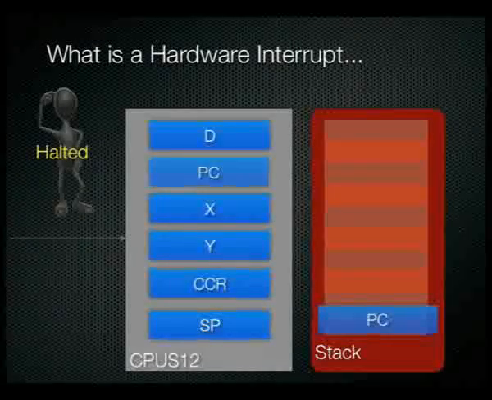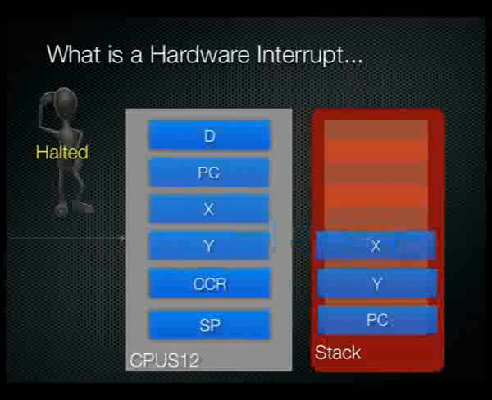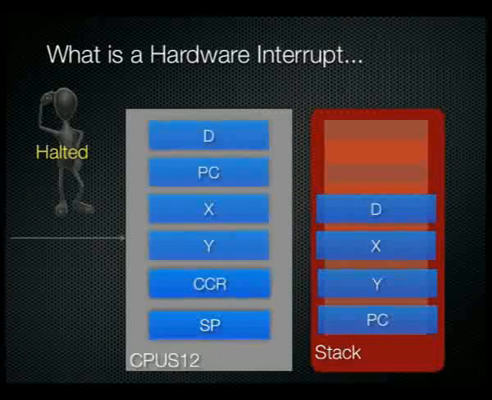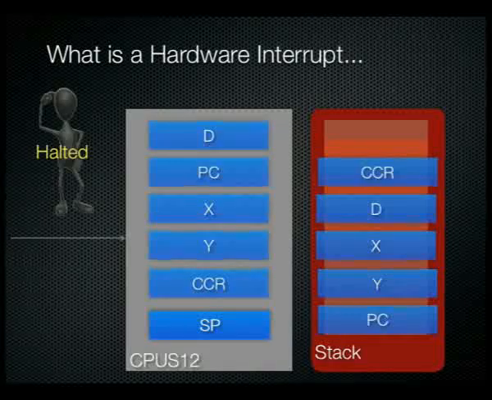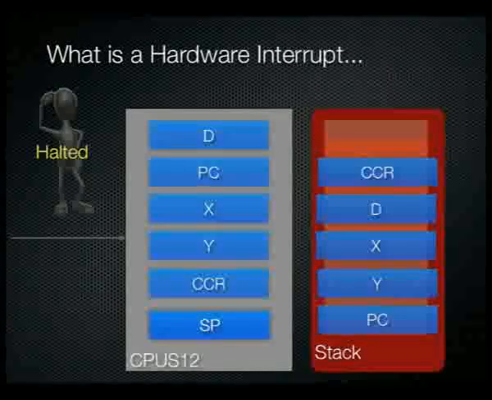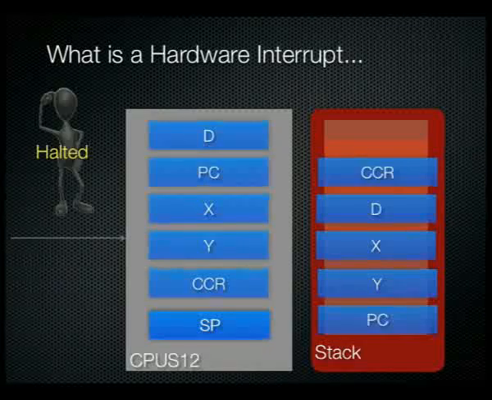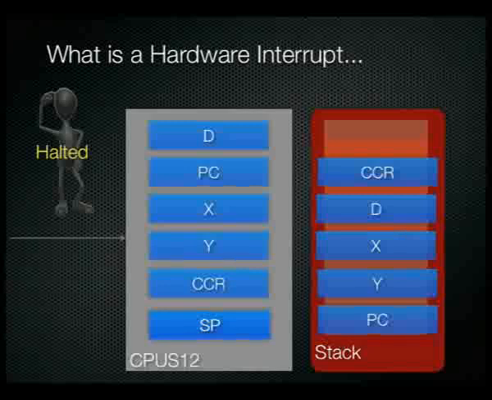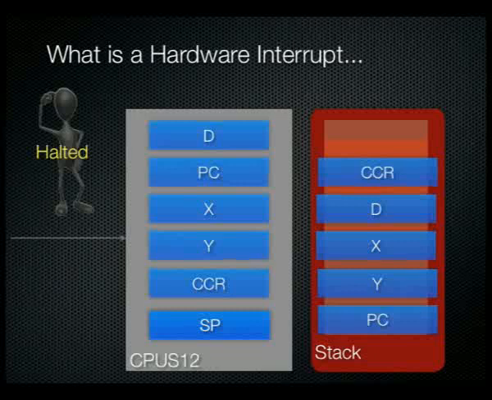It then goes about putting all the context of the processor on the stack, so it puts the program counter on the stack, puts our index registers on the stack, puts our accumulators on the stack, puts our condition code register on the stack, so it effectively puts everything on the stack except for the stack pointer, because the stack pointer refers to the stack, therefore it must be preserved. If we put the entire CPU context on the stack, we need the stack pointer to be preserved so we can easily extract it at the end. So simply we pause our current task by storing the contents of those registers on the stack.